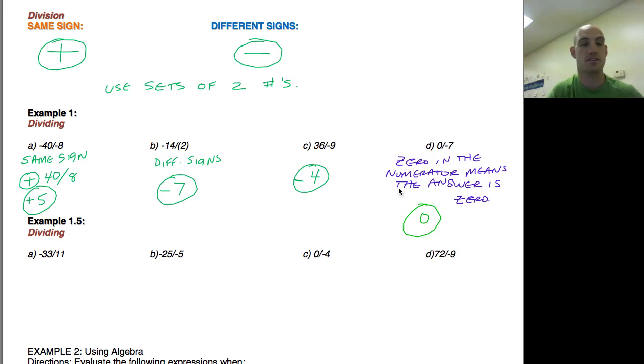That's the basic gist of it, guys. In example 1.5, these are for you. Determine those signs, then find that answer using your math facts.